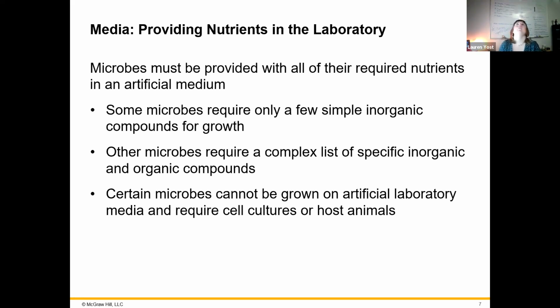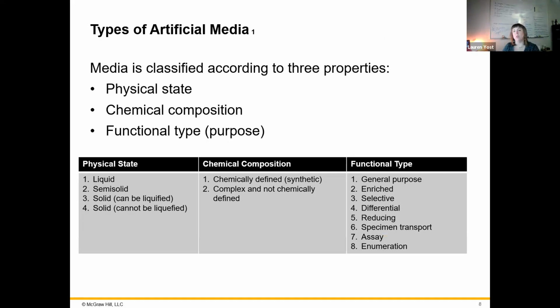We need to provide all of the nutrients that those organisms need in order to grow in whatever media you're growing it on. Some organisms only need a few simple inorganic compounds. They're not picky. Other ones might need specific things that maybe they can't even make for themselves. Those would be growth factors. Some organisms can't be grown in media. They have to be grown in organisms, like actual living organisms. So that's something to be aware of as well.